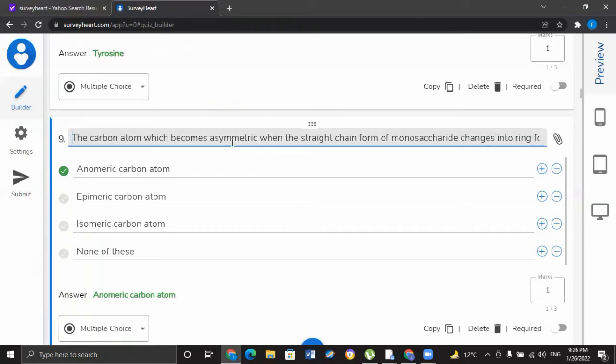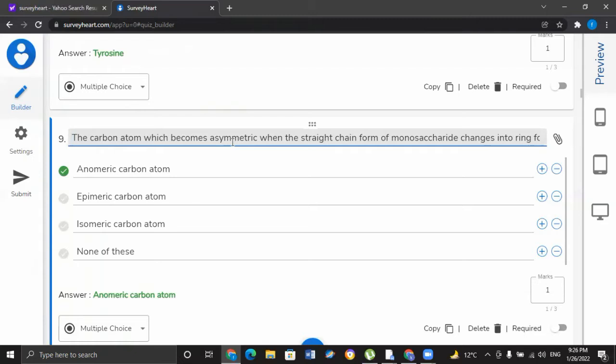that carbonyl carbon atom is the atom that is present in the ring structure of a carbohydrate. Or when we talk about carbohydrate, the carbonyl carbon atom could possibly be an aldehyde or ketone. So the correct option for MCQ number 9 is A, anomeric carbon atom.